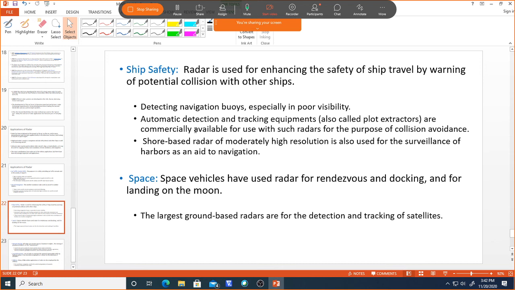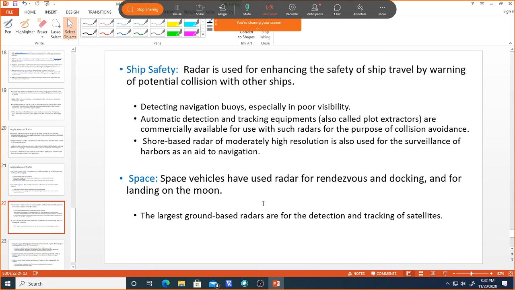Automatic detection and tracking equipment is used in modern radars for collision avoidance. Also, shore-based radars of moderately high resolution are used for surveillance of harbors, with the aid of navigation. So for safety also, these radars can be used.